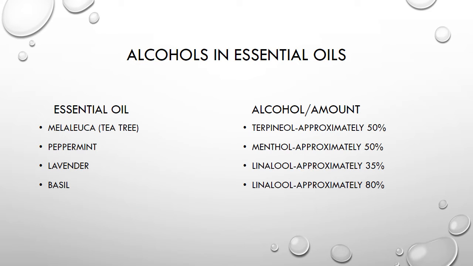And these are some of the alcohols that are found in essential oils. And specifically the essential oils on this slide are Manuka, also known as tea tree, peppermint, lavender, and basil. And in the second column you have the alcohol that is found in that essential oil and the amount that is found in that essential oil.